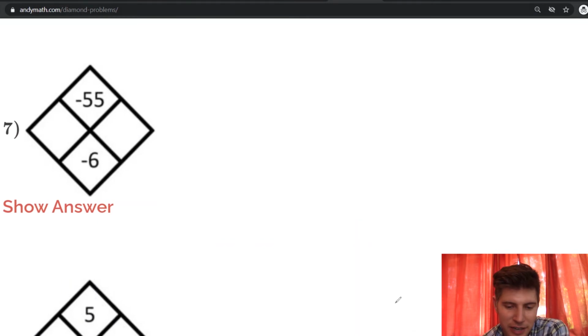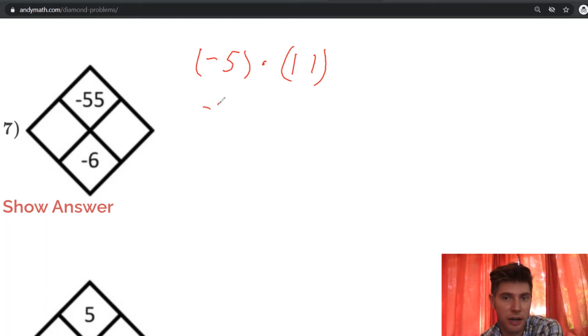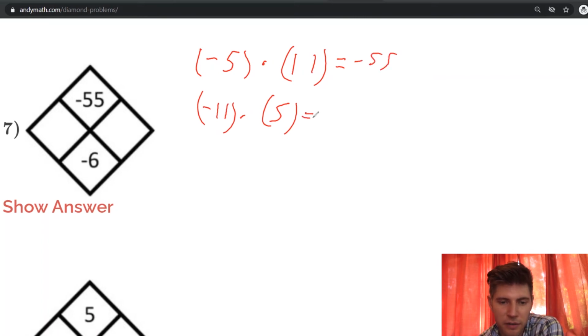Negative 55 and negative 6. So what multiplies to give me negative 55? Well, I'm thinking 5 and 11, but one of them needs to be negative. So we'll try negative 5 times 11, and we'll try negative 11 times 5. So both these multiply to negative 55, but now we got to see what they add to.